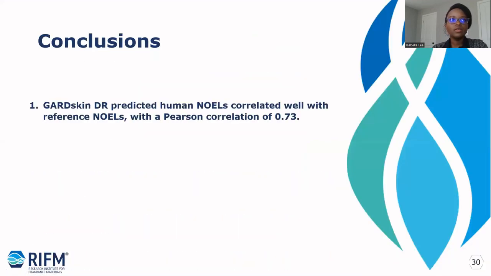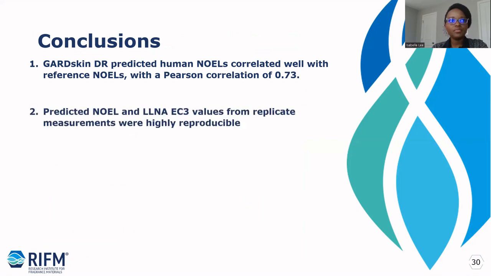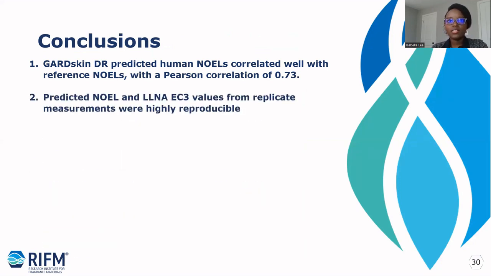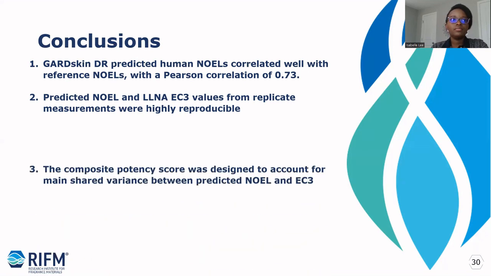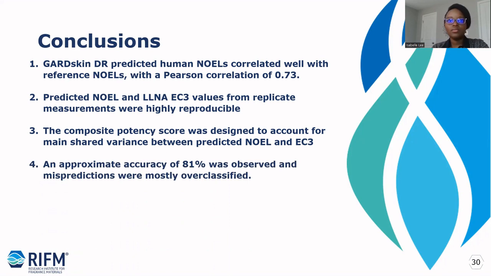So conclusions: the guard skin dose response assay predicted human NOELs very well with Pearson correlation factor 0.73. And then the predicted NOELs and LNA EC3 values for the blinded study were highly reproducible. And the composite potency was designed to account for the shared variance between the predicted NOEL and the EC3 values. And we observed an approximate accuracy of 81%.